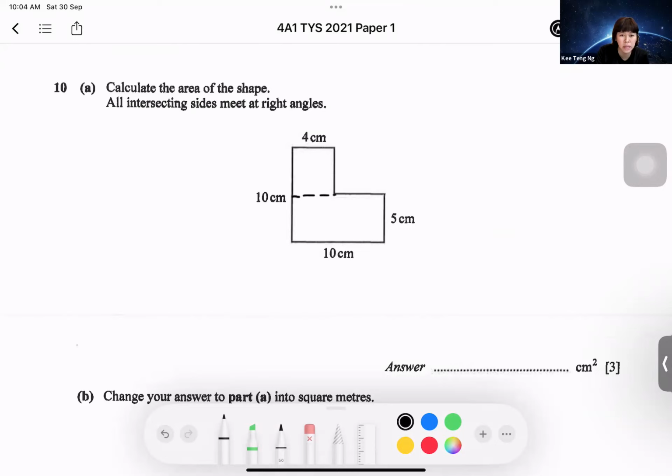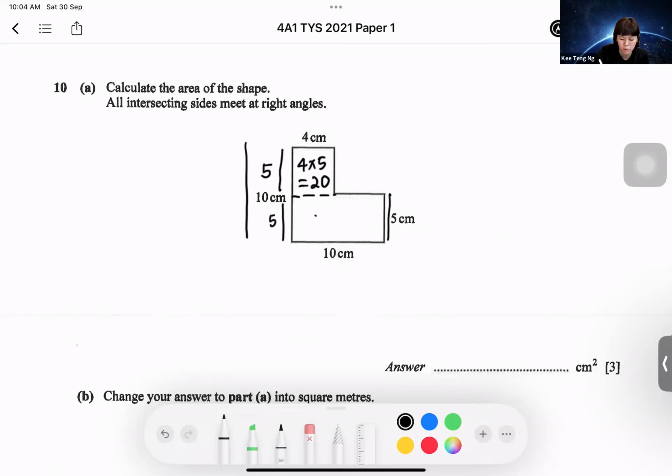Now, some students may think that this is 4 by 4. No, right? Your whole length here is 10 cm. The whole length here is 10 cm. This is 5 cm, so this side over here is 5 cm. So to get the area over here, this is 4 times 5. The area is 20.